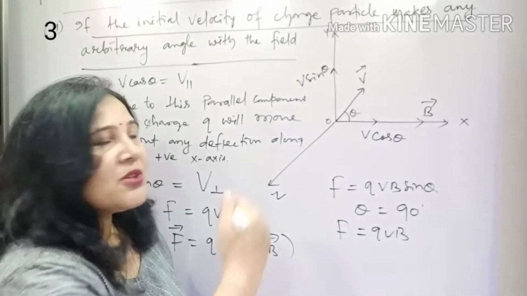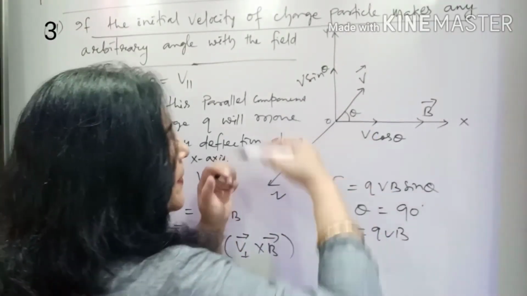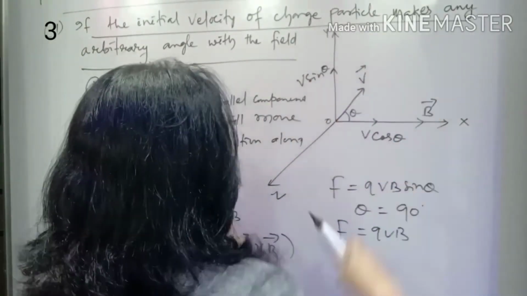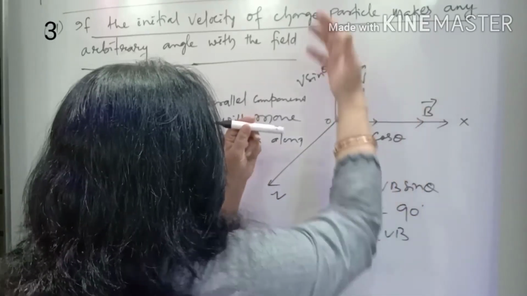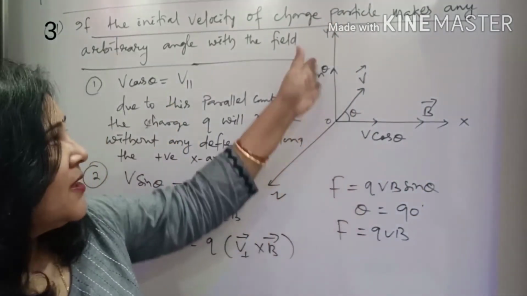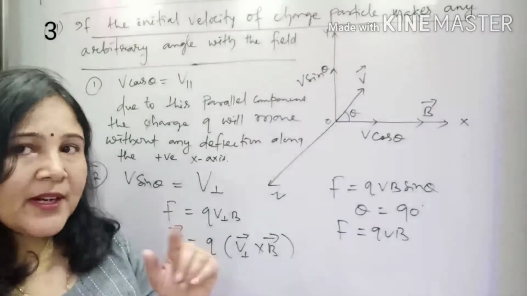So that means here also it will move in a circular path. And what is the plane of the circular path? It will be lying in the YZ plane, which will be perpendicular to B and also perpendicular to this V sin theta component, right?